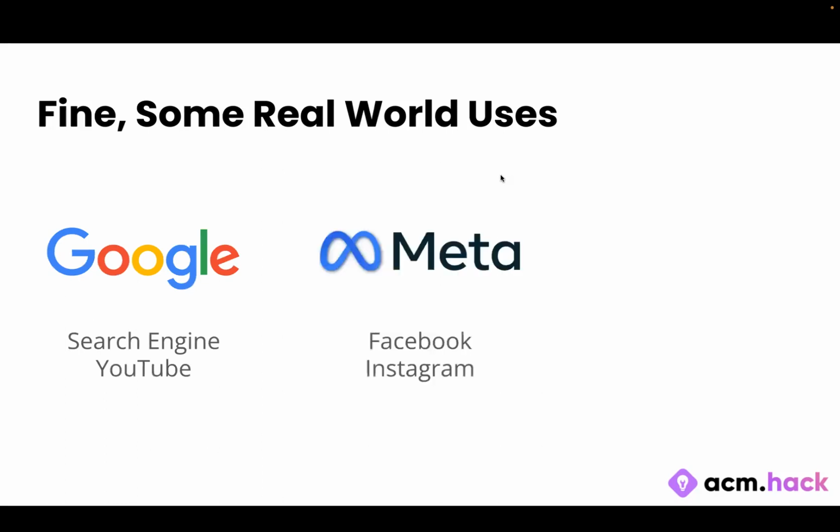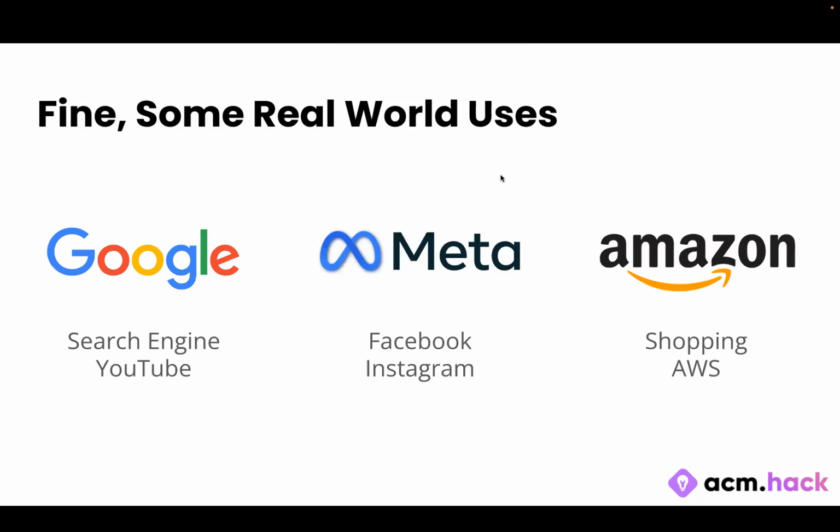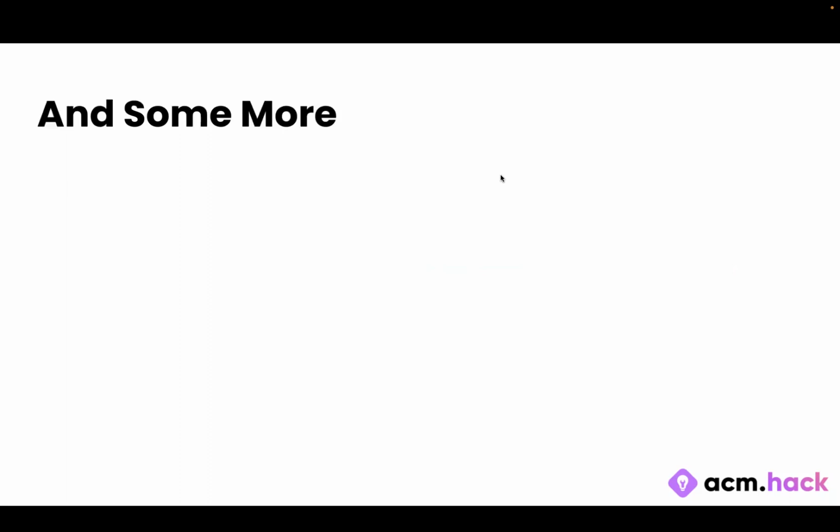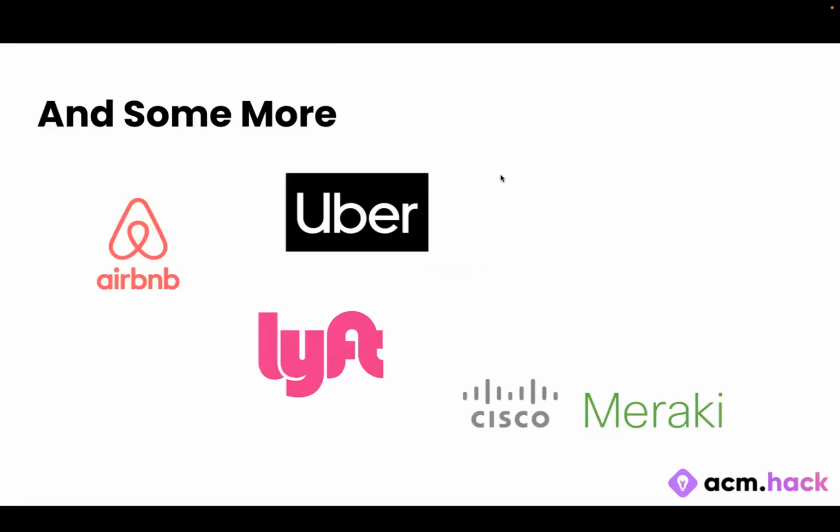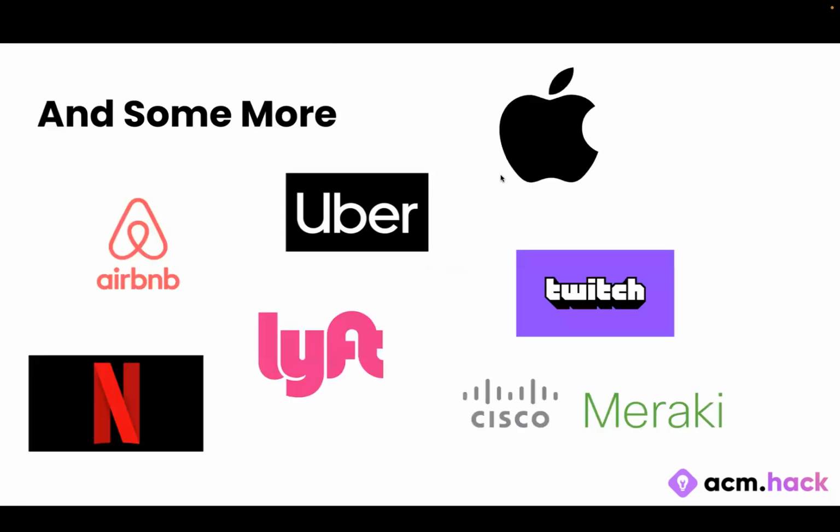Another one, Meta. So for example, Facebook, Instagram, the like, also Amazon, right? The main thing is shopping. How are you going to get an item if there's no database to store that item? Also, Amazon Web Services also uses a fancy database. Some more examples. You've got Airbnb, Uber, Lyft, Cisco Meraki, Twitch, Apple, Netflix, and Riot Games, right? As a small subset. You have so many of these companies that are just using data all over the place to get you what you want to see.